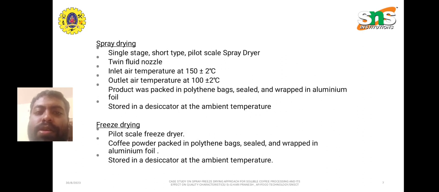Then we are going to discuss the next two, spray drying and freeze drying. Spray drying uses a single stage, short type pilot scale spray dryer with a twin fluid nozzle. The inlet air temperature is 150 plus or minus 2 degrees Celsius, and the outlet air temperature is 100 plus or minus 2 degrees Celsius. The coffee powder was packed in polythene bags, sealed and wrapped in aluminum foil, and stored in a desiccator at ambient temperature. As for freeze drying, it is a pilot scale freeze dryer, automatic in nature. The coffee powder is packed in polythene bags, sealed and wrapped in aluminum foil, and stored in a desiccator at the same ambient temperature.